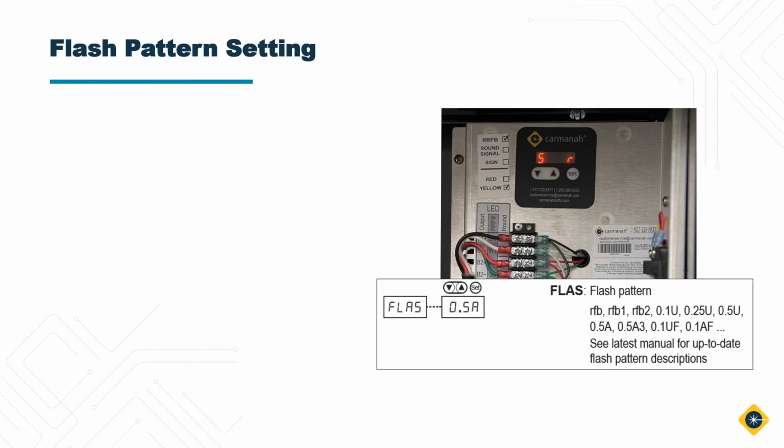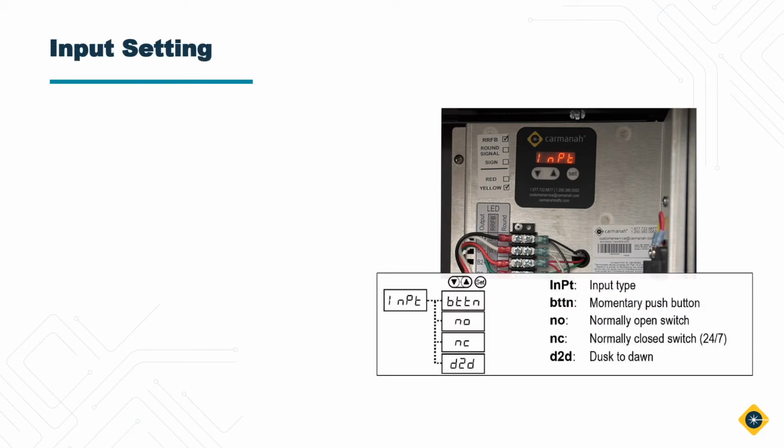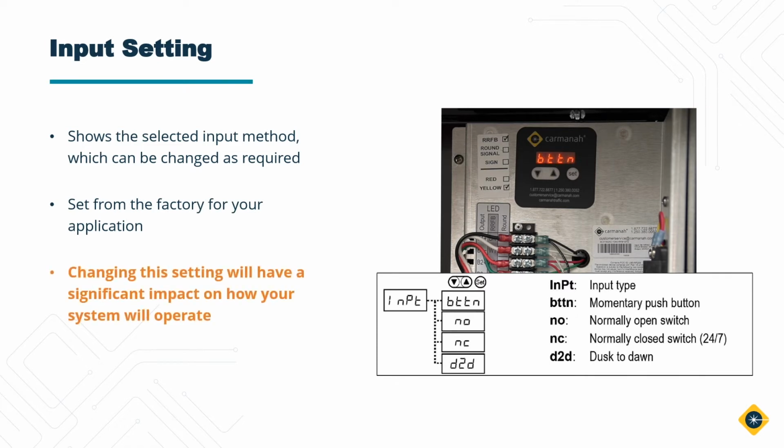Flash pattern setting. This will show the programmed flash pattern, which can be changed as required. This is typically set from the factory for your application. Input setting. This will show the selected input method, which can be changed as required. This is typically set from the factory for your application. Changing this setting will have a significant impact on how your system will operate.